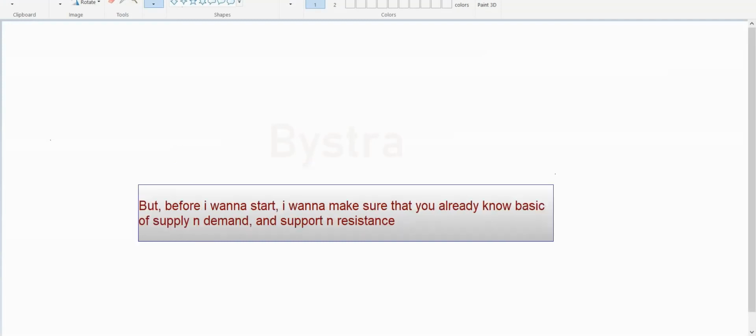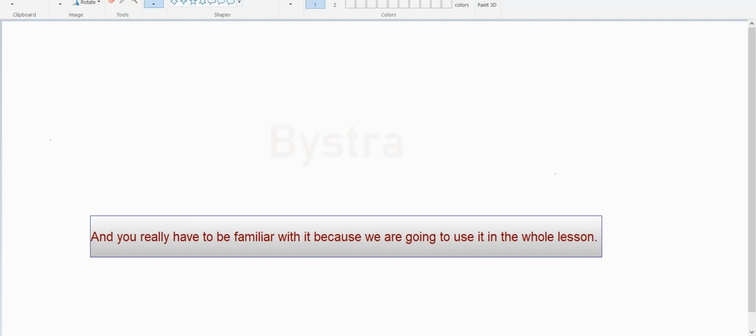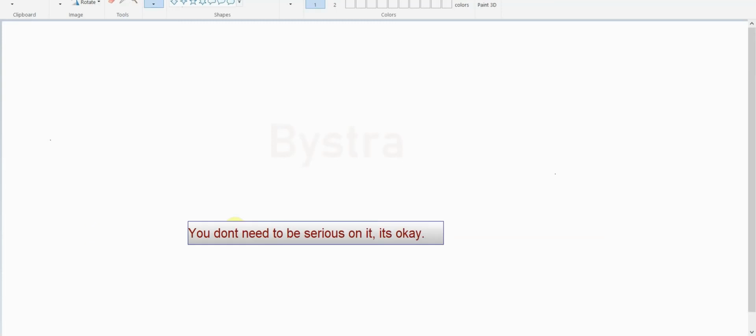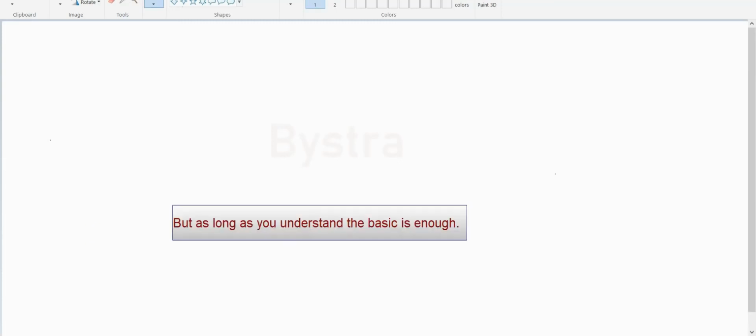I'm going to explain every single thing fully in English. But before I start, I want to make sure that you already know the basics of supply and demand, and support and resistance, and you really have to be familiar with it because we are going to use it in the whole lessons, okay? You don't need to be serious about it, but as long as you understand the basics, that is enough.